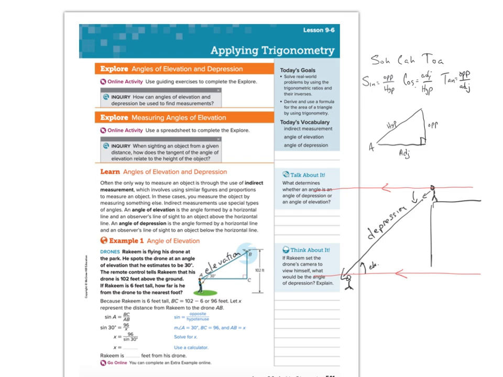So what they're trying to tell you here is, if we have two parallel lines cut by a transversal, these would be alternate interior angles, so these angles are actually congruent. So when I'm thinking about the angle of depression or the angle of elevation, it's going to be the same measurement. And then just being able to apply that along the way.